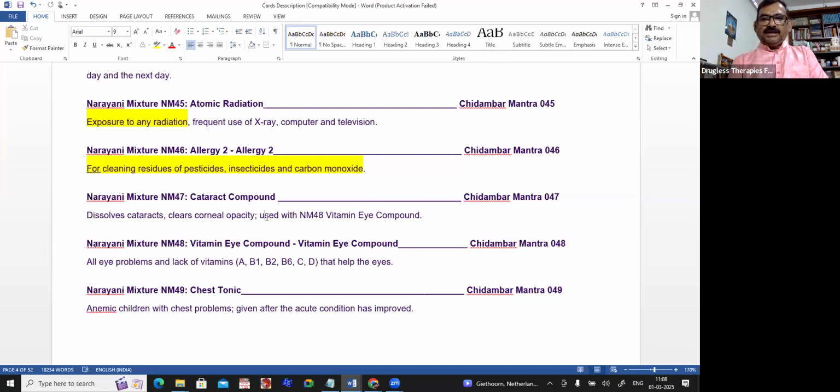And for all, I tell you, the mixture number 104 is excellent during the examination time. For all students, for memory and energy concentration. So 104 is very good.